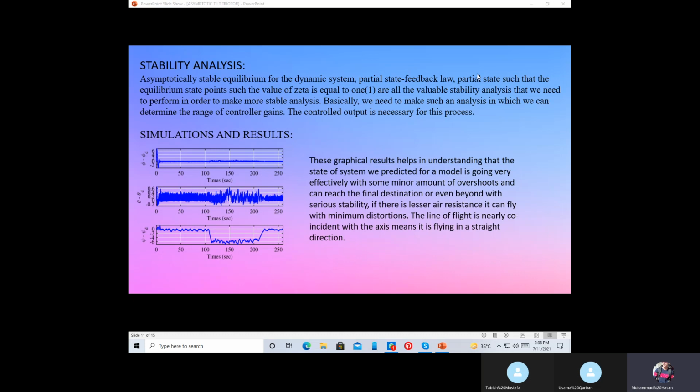For example, this is a triotor. If we control our triotor, if we want it to bank to the left side, I want it to come back to its equilibrium line of flight very effectively. This will only be possible if we design our system as critically damped with an asymptotically stable equilibrium. Let's move on to the next slide.